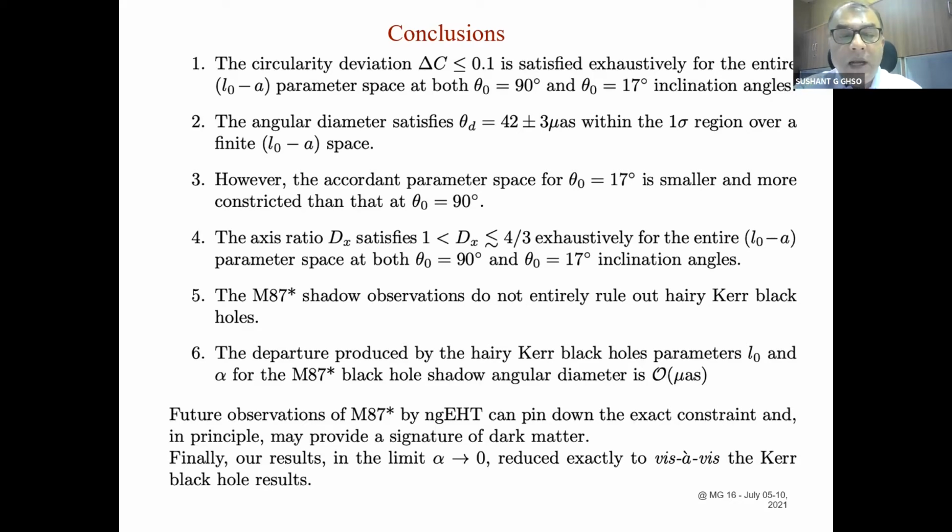Now, future observation of M87 by the new generation Event Horizon Telescope may pin down the exact constraint, and may provide the signature for dark matter, because the hairy Kerr black hole in question is likely to be because of the surrounding dark matter, or maybe because of the modified theory. So we can say that in a way the modified theory of gravity is not exactly ruled out. The Event Horizon Telescope didn't say anything about the modified theory, but they didn't rule it out either.